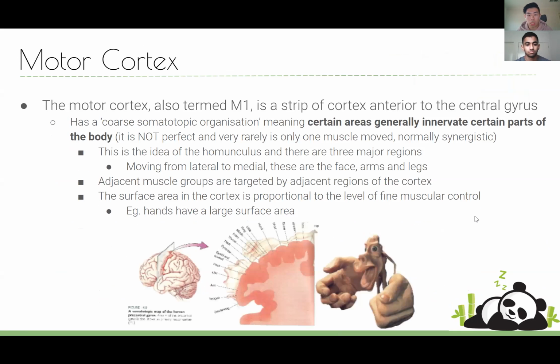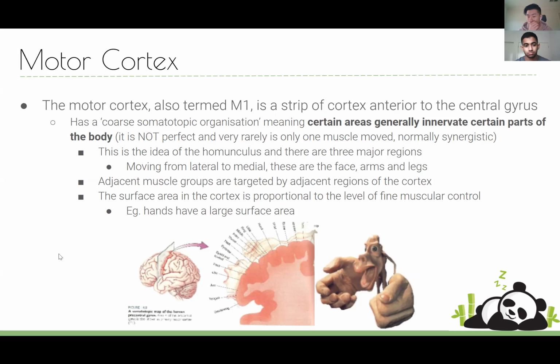So this is the motor cortex. It's very similar to the somatosensory cortex, just the motor component of it. It's also termed M1. It's a strip of cortex anterior to the central gyrus. So if you remember Gavin's lecture yesterday, this is the central gyrus, and this is the motor cortex in front of it.